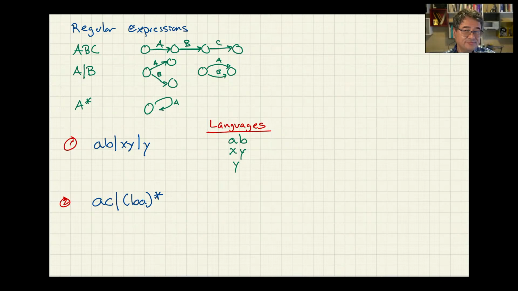What about for number 2? I guess it would be AC or BA repeating. I don't know how to say that. Well, we're just writing down some of the strings. So AC is one of them. BA is another. BABA is another. BABABA is another. And it could also accept the empty string, because the star means it could have as few as 0 of those BAs.